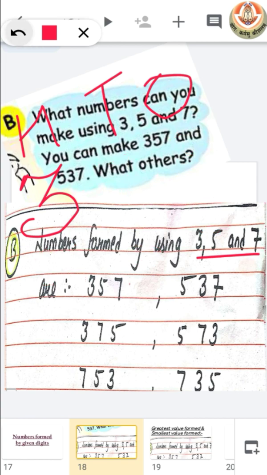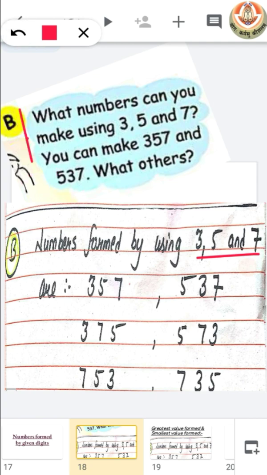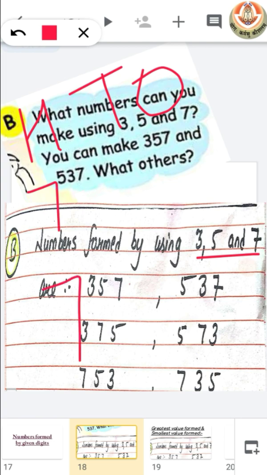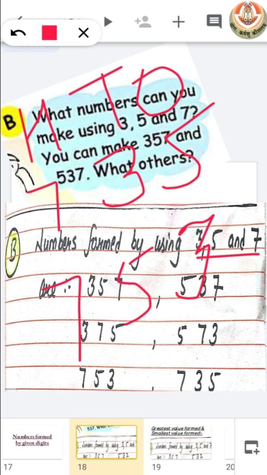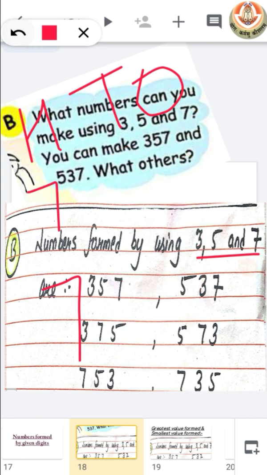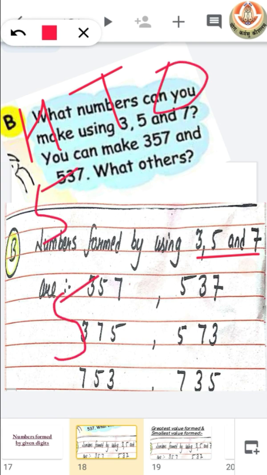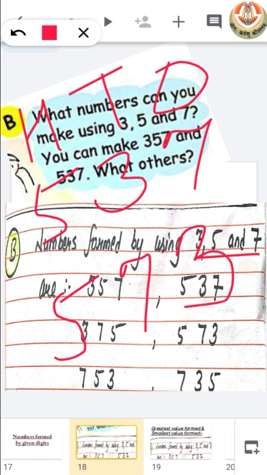Similarly, when we put 7 in the 100 place, first we will put 3 in tens place and 5 in ones place, and then second, 5 in tens place and 3 in ones place. In the same way we can do it with 5. When we put 5 in the 100 place, we put 3 in tens and 7 in ones, then 7 in tens and 3 in ones place.